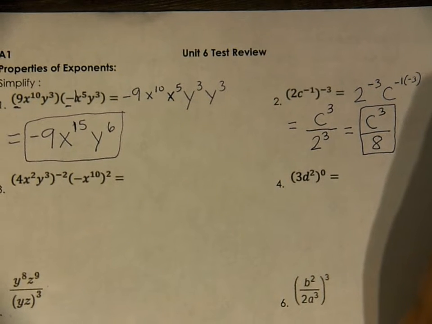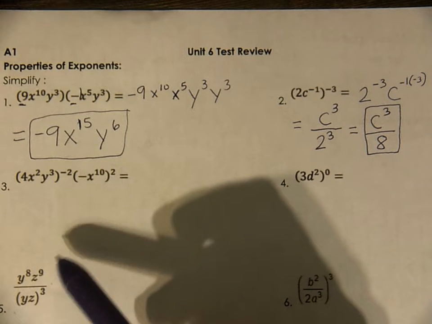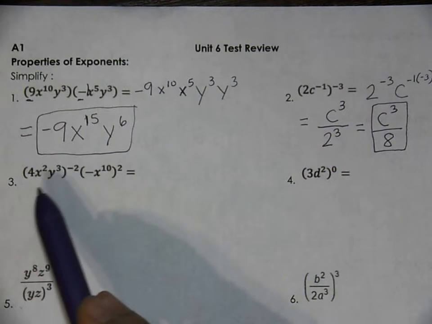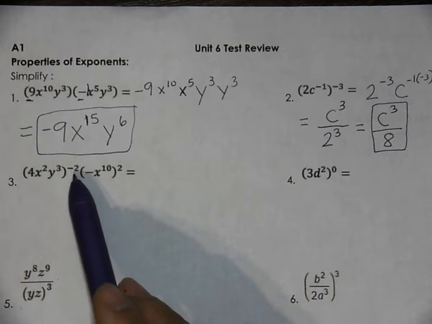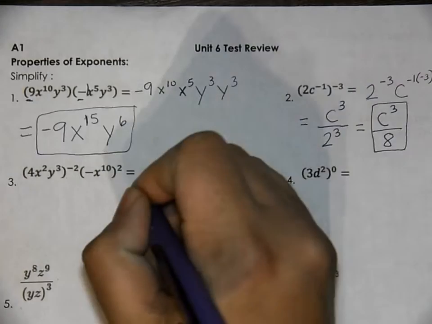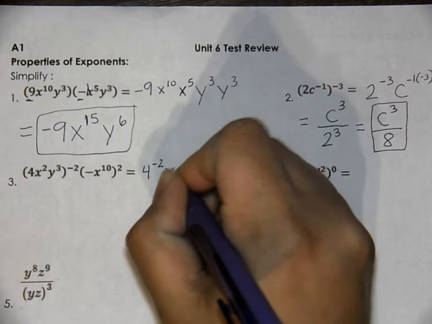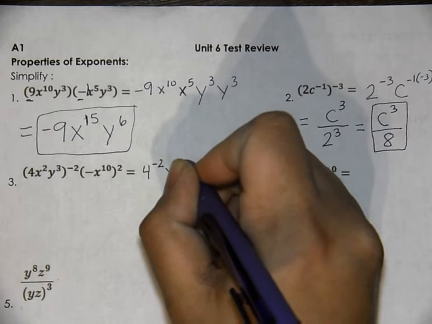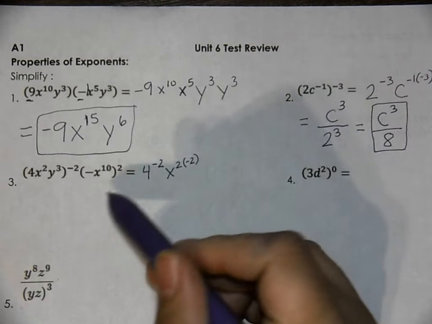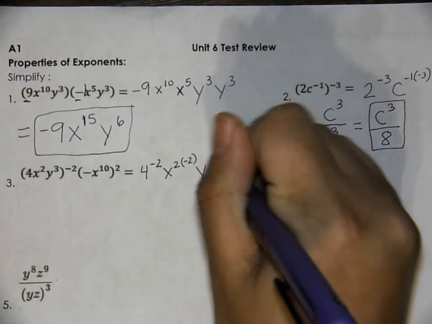All right, number 3. So we have 2 sets of parentheses, each with their own exponent. So we're going to start by making sure each number and term in each parentheses gets raised to that exponent. So let's start with 4. It would be 4 to the -2, x squared to the -2. So we're just raising an exponent to another exponent. When you raise an exponent to another exponent, you multiply them together. Same with the y cubed, that's going to be raised to the -2.